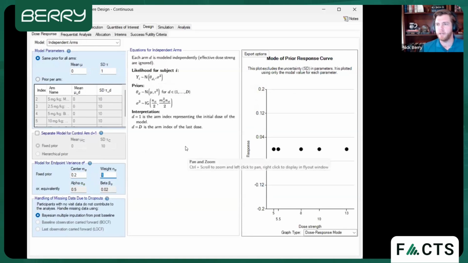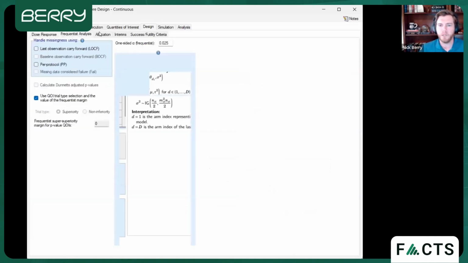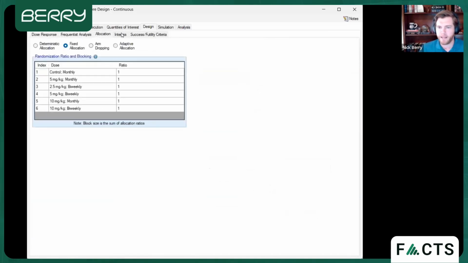Okay, so that's set up. All my arms are estimated independently. The simplest dose response model you could do, it's just there is no dose response model. Just estimate everything using only its own data. We don't have dropouts, so I didn't even address that bottom box here. Okay, so simple, naive dose response model. I am doing fixed allocation. So, no RAR, no arm dropping, none of that.